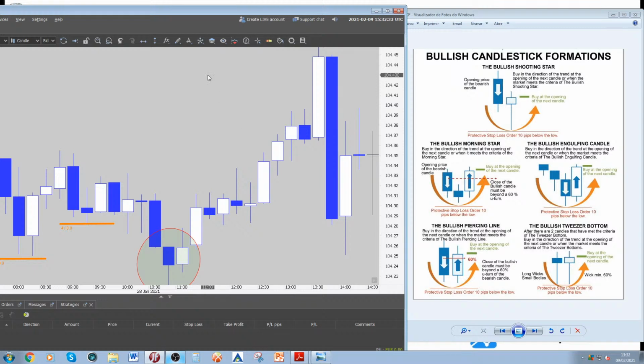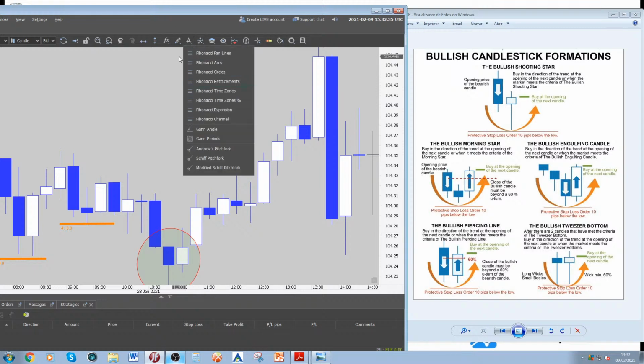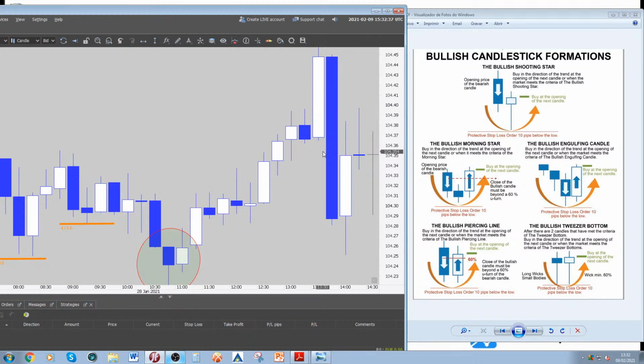1, 2, 3. What about this one? News announcement, right? Would you buy this one, everybody? Is this a bullish candlestick formation?